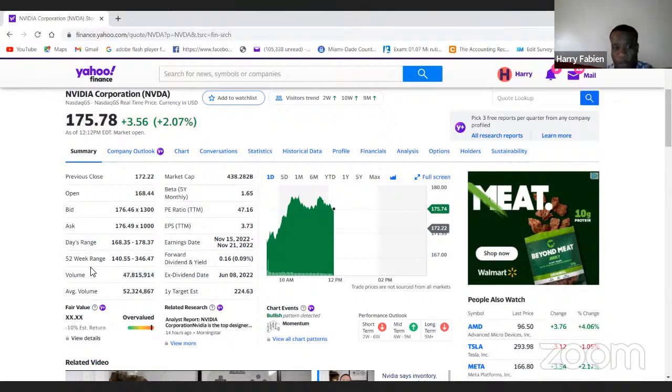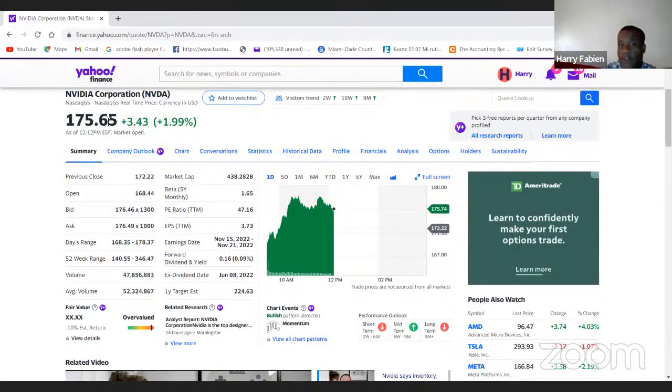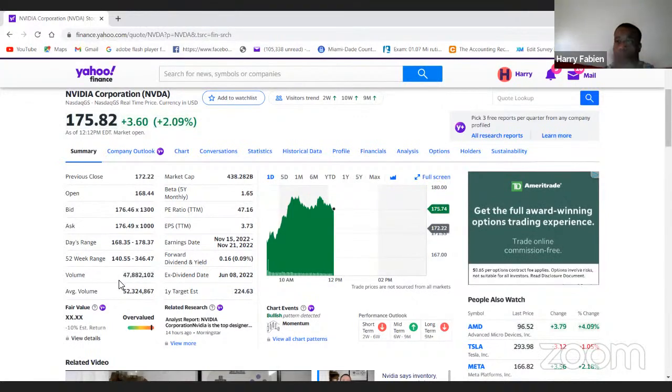And we have the 52-week range for the year. It can be from 140.55 up to 346.47. That's the highest. Imagine that you buy this at 175, which is undervalued now, 175.65. And after 1 year it goes to 346.47 and maybe higher. That's good money you can make. It depends how many shares you buy. And you have the volume and the average volume.